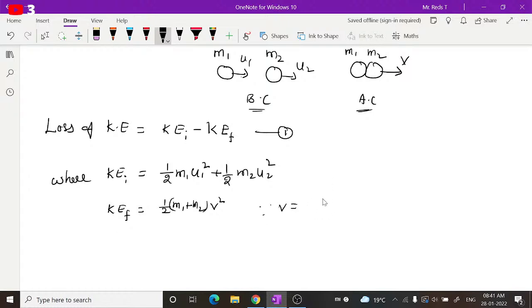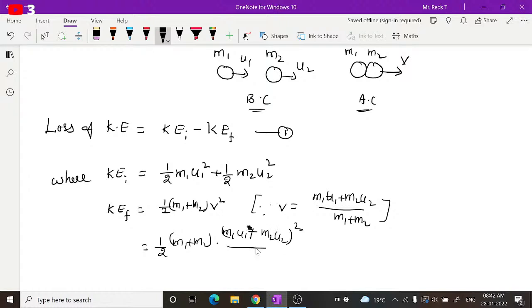V is equal to, in perfectly inelastic collision, from the law of conservation of momentum, you have to remember that, m1 u1 plus m2 u2 divided by m1 plus m2, the common velocity after collision in a perfectly inelastic collision. Substituting this, you can write half into m1 plus m2 into v square, means this entire thing whole square, that is m1 u1 plus m2 u2 whole square divided by m1 plus m2 whole square.